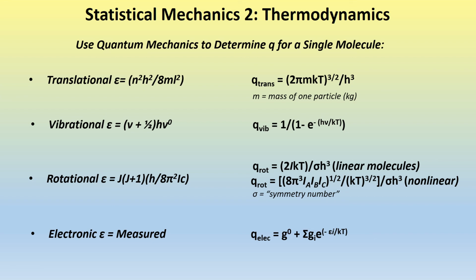The electronic energy, the energy of each individual state, is actually measured spectroscopically. The partition function for this is the degeneracy of the ground state plus the sum of the degeneracy of each individual state, e to the minus epsilon sub i over kT, where again, epsilon sub i would be the recorded energy of each individual orbital, the 1s orbital, the 2s, the 2p, and so on.